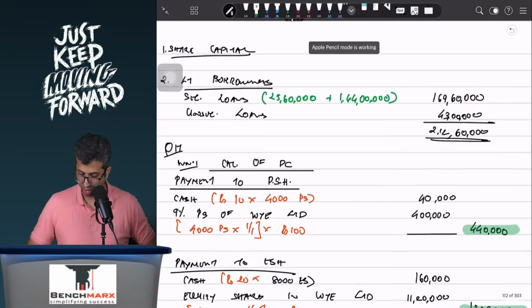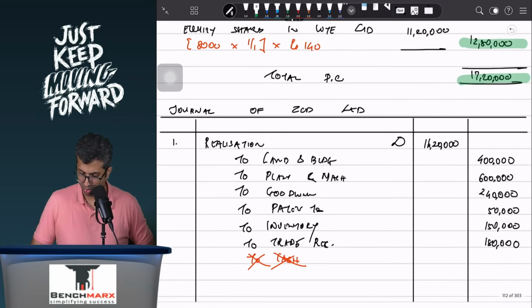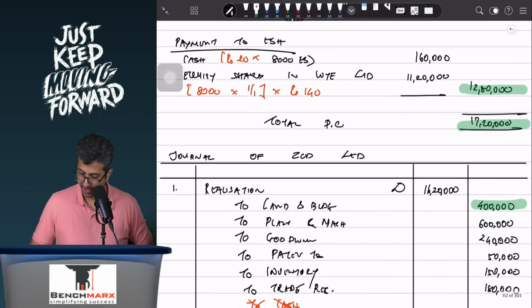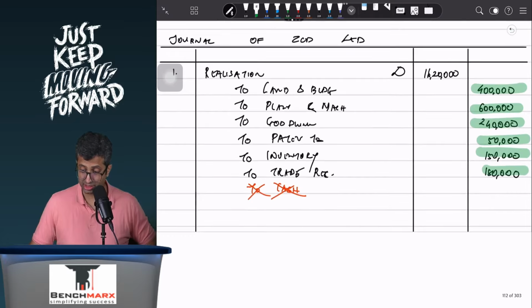So over here, your entry will be realization account debit to land and building. As you can see, this is at book values. This is 4 lakhs. Plant and machinery, 6 lakhs. Goodwill, everything except for cash, because cash has agreed not to be taken over.